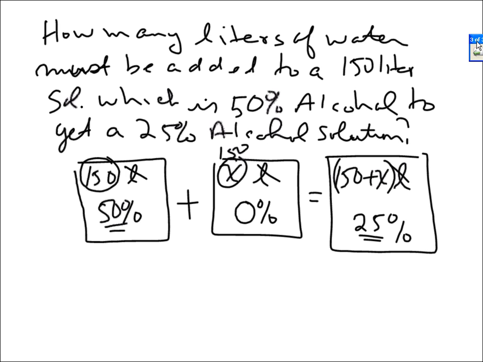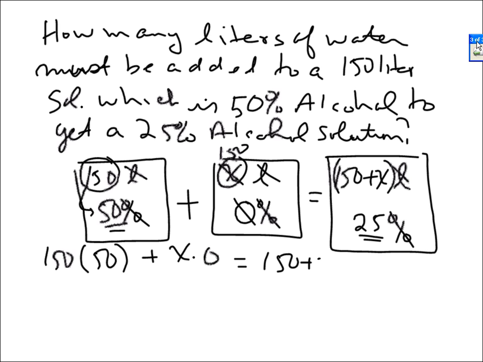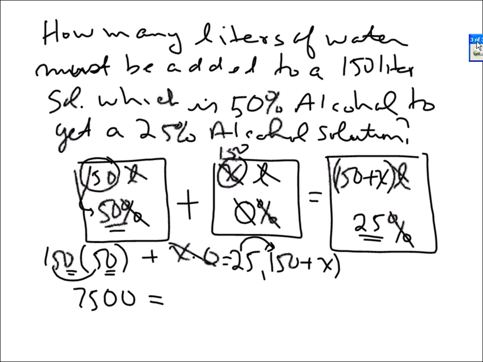Since they're all liters on top and all percentages on the bottom, we can remove them. We're going to multiply 150 by 50. I won't even bother, okay, I'll write X times 0, but that's 0. And this is 150 plus X times 25. I'll write the 25 in front of the parentheses. 15 times 5 is 75. Don't forget the 2 zeros. Plus 0, I won't even write that. 25 times 150 is 3750. Plus 25x.